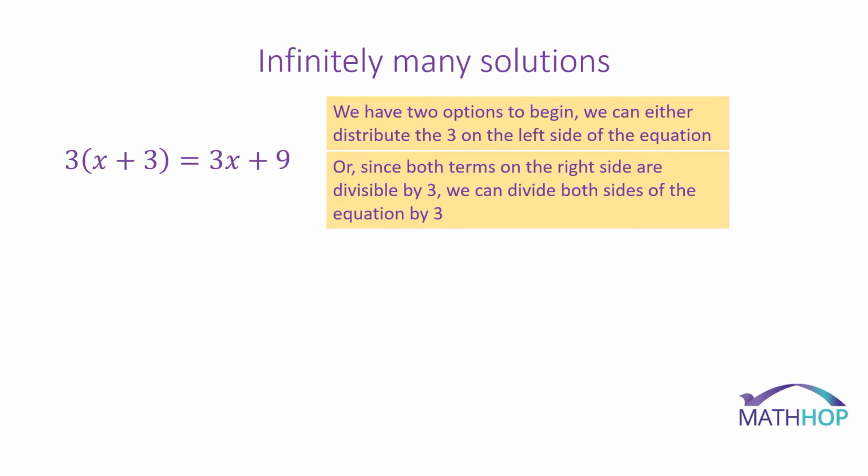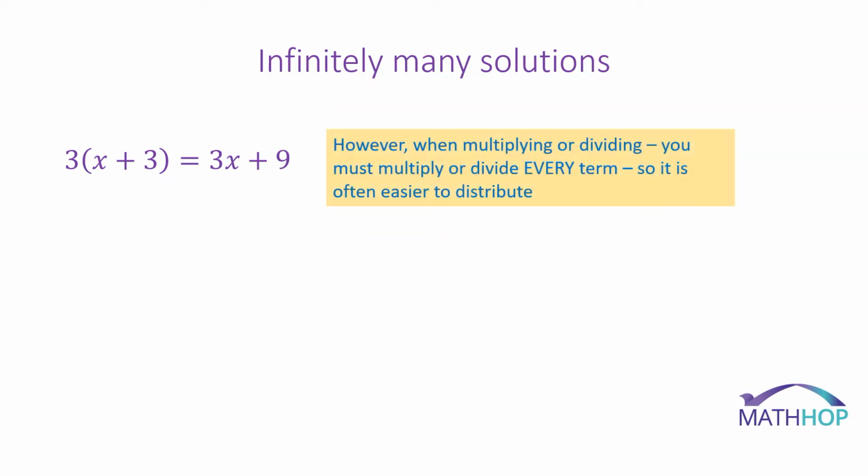However, I don't love that as an option for a few reasons. First of all, when you make the decision to multiply or divide in an equation, you must multiply or divide every term. So it is easy to forget. It is easy to say, oh, 3 divided by 3, and then 3x divided by 3, and forget the 9. Another reason is if we distribute first, we're going to see something pretty cool. So we are going to stick with distributing. Let's distribute this 3 and see what cool thing we find. 3 times x is 3x. 3 times 3 is 9.